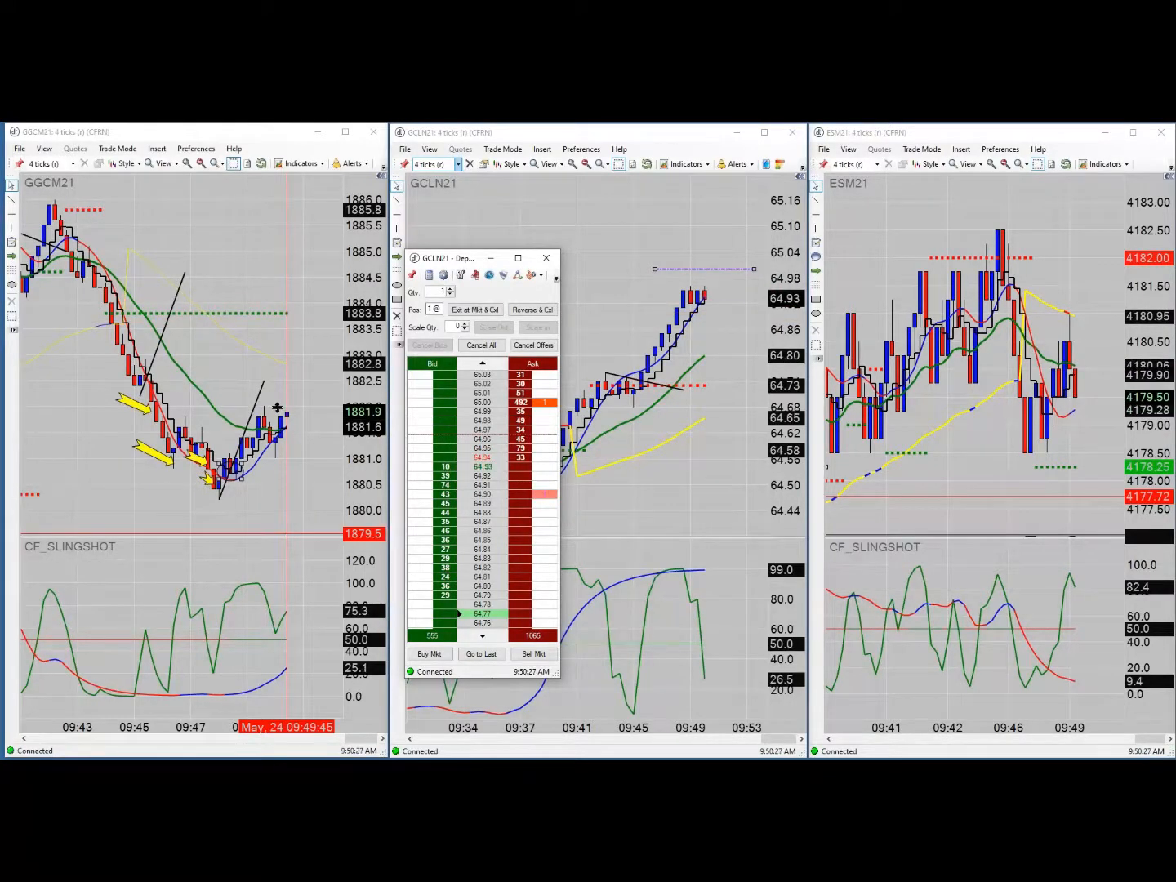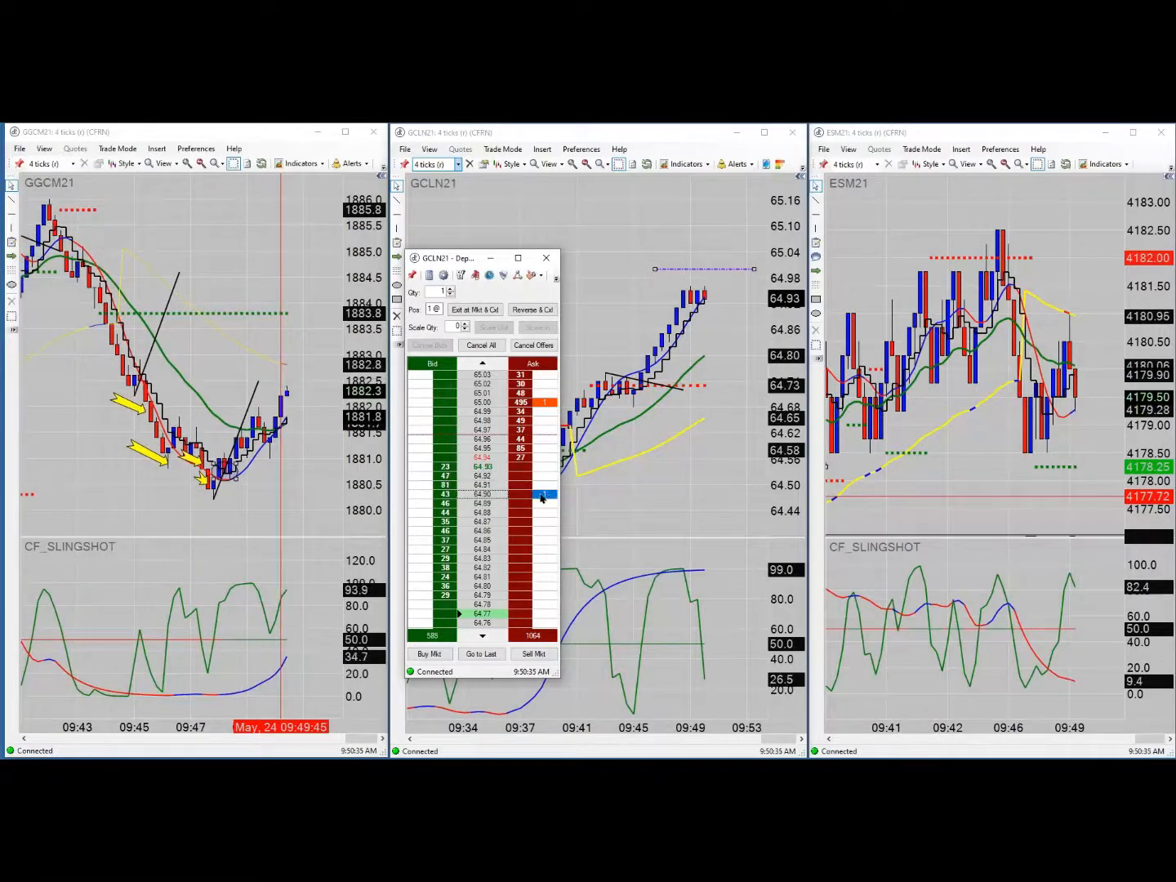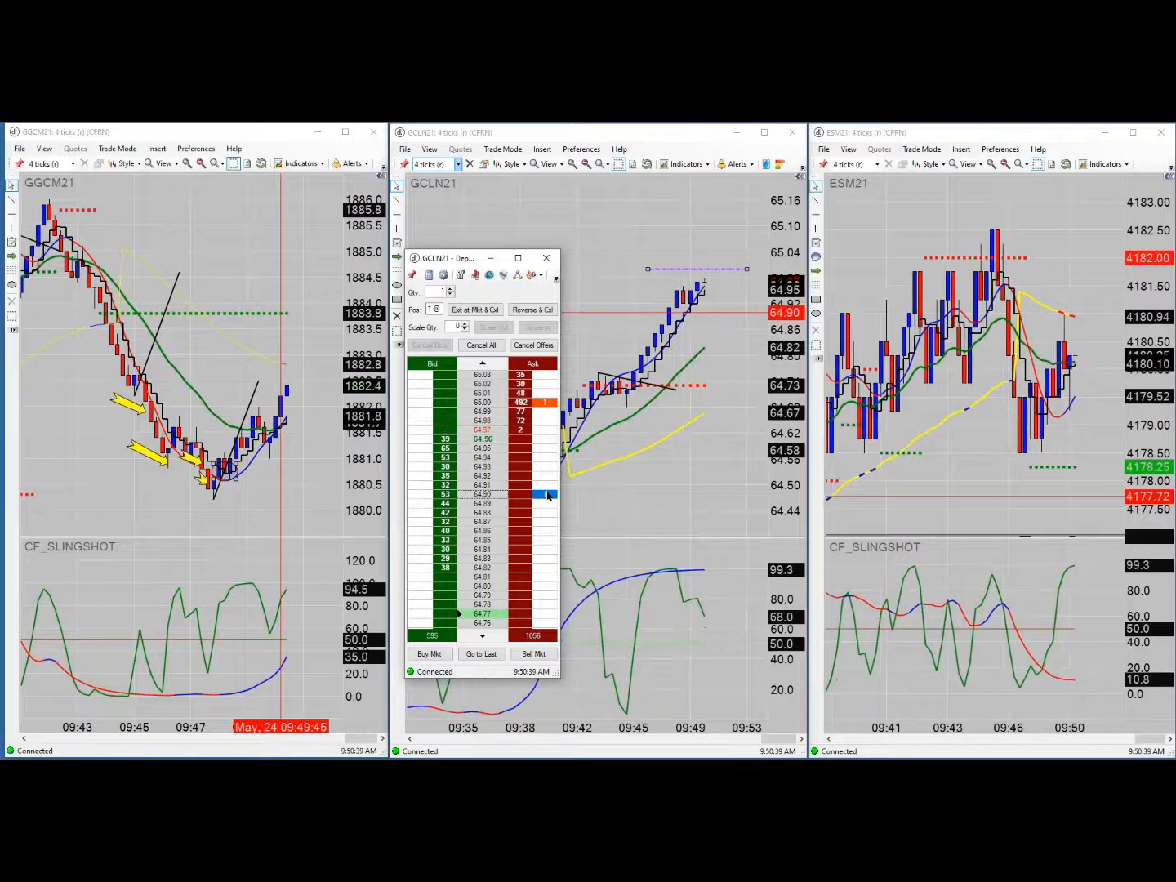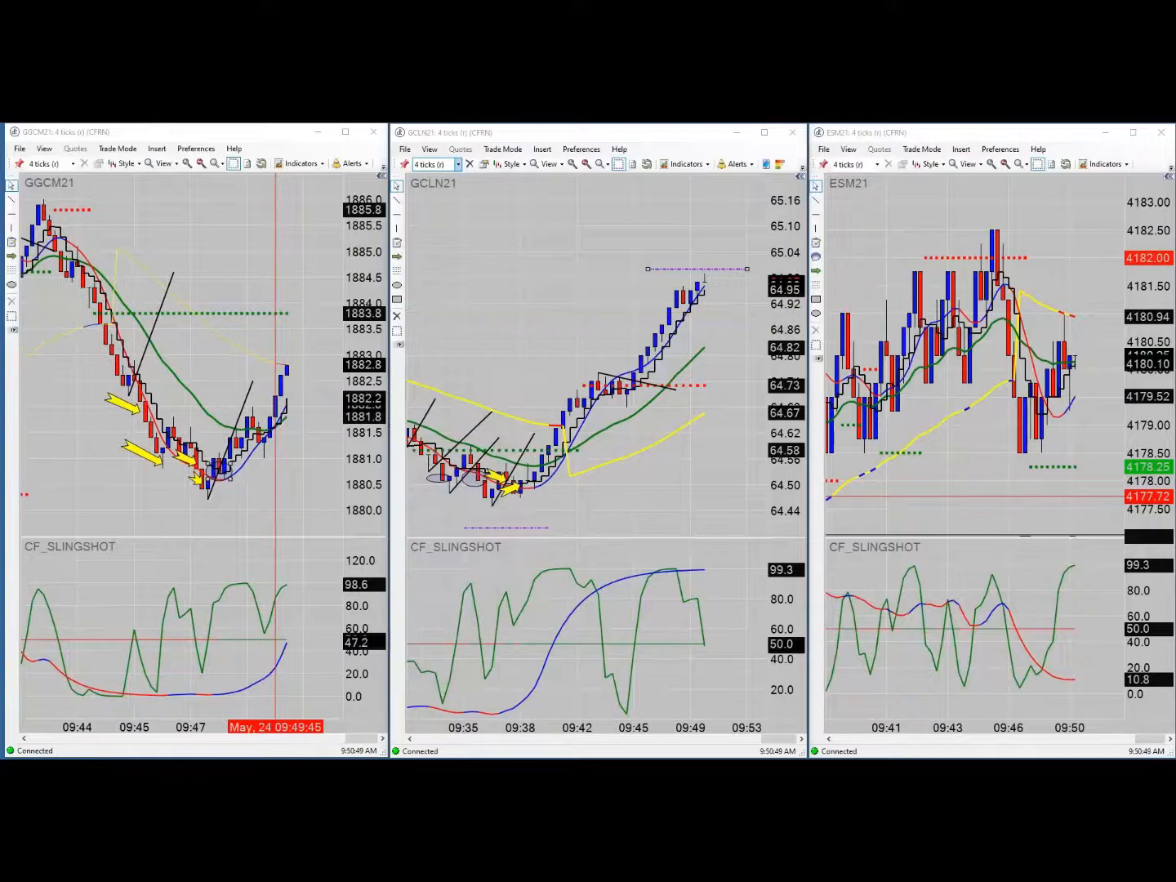All right, we don't have anything over here, and the ES is too close to the weekly trading zone to want to deal with right now. There it goes. Come on, get up there. 20 ticks. It's going to go through 65, but I'll take 20 ticks anytime I can.